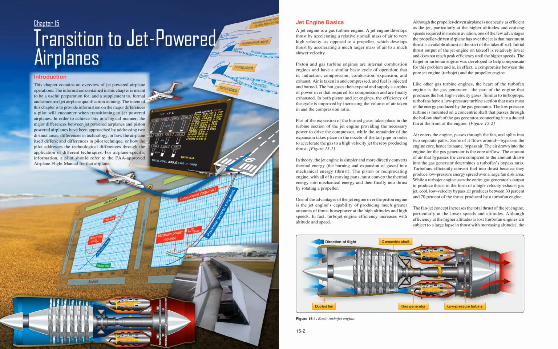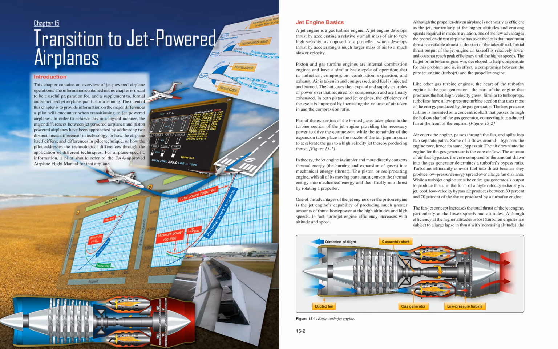Air is taken in and compressed, and fuel is injected and burned. The hot gases then expand and supply a surplus of power over that required for compression and are finally exhausted. In both piston and jet engines, the efficiency of the cycle is improved by increasing the volume of air taken in and the compression ratio. Part of the expansion of the burned gases takes place in the turbine section of the jet engine, providing the necessary power to drive the compressor, while the remainder of the expansion takes place in the nozzle of the tailpipe in order to accelerate the gas to a high-velocity jet, thereby producing thrust.